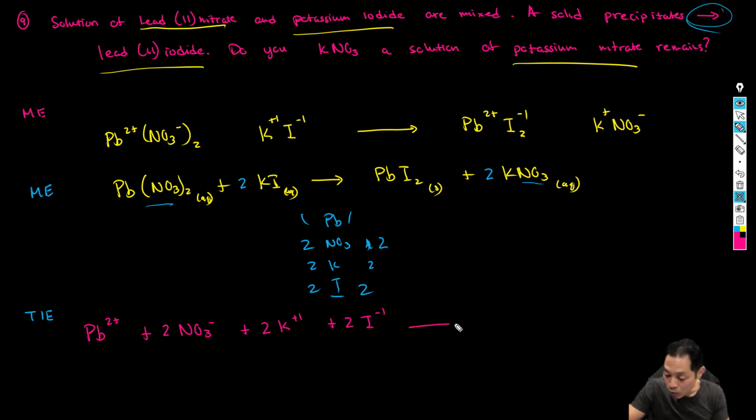When they're mixed, we're going to get a precipitate, which is PbI2. Since this is a solid, it is kept together. Lead likes iodine more than water, so they're bonded together. And then you have potassium plus and NO3 minus, and here we have 2 of each, 2, 2. So this is the total ionic equation.